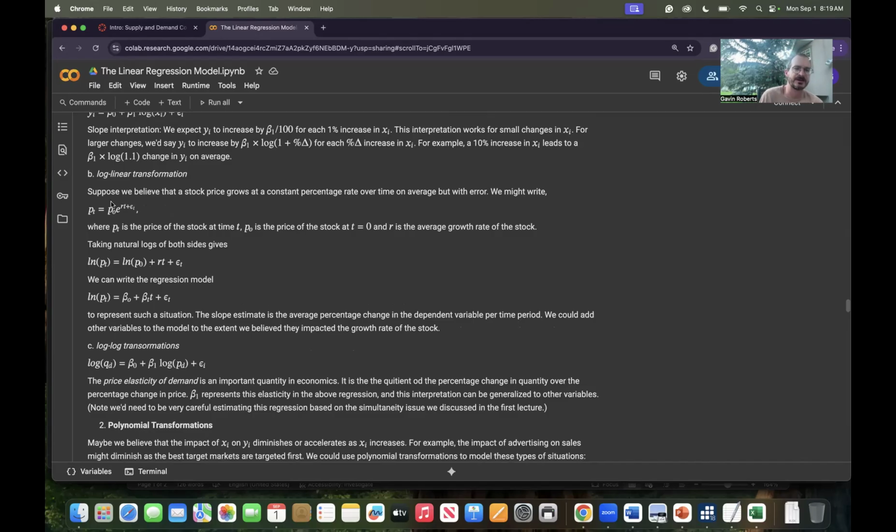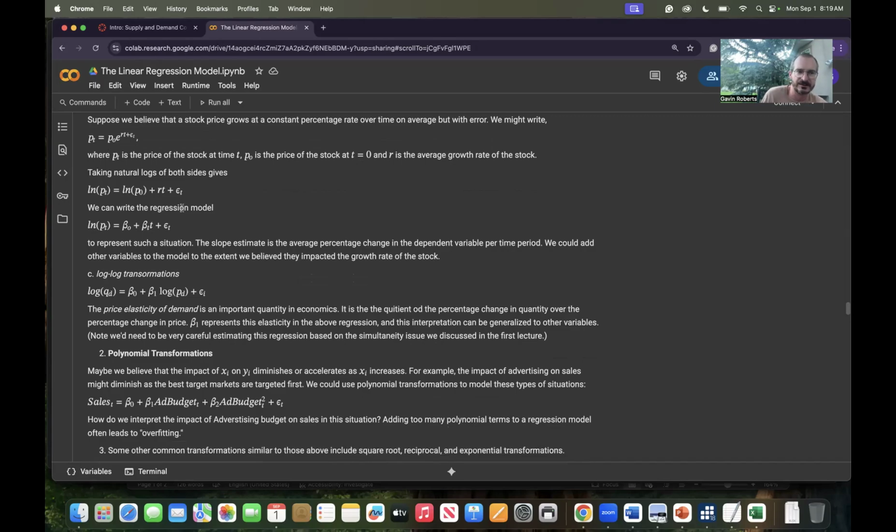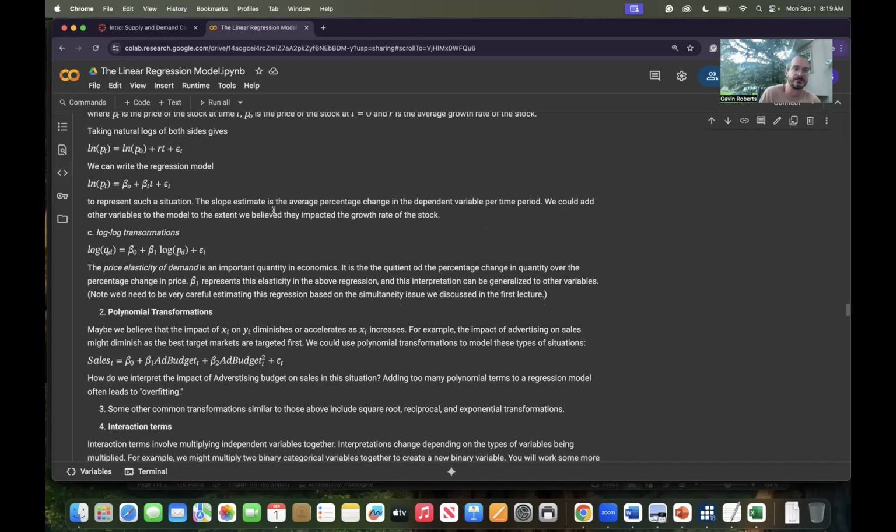Now, log-linear transformation. Suppose we believe stock price grows at a constant percentage rate over time on average, but with error. This is a stock pricing and commodity pricing formula that is very common, where P_t is the price of the stock at time t, P_0 is the initial price of the stock at time 0, and r is the growth rate. Now we can just take logs of that. This is a linear regression now that we've taken logs. So we can often transform nonlinear-looking equations into linear regression models.